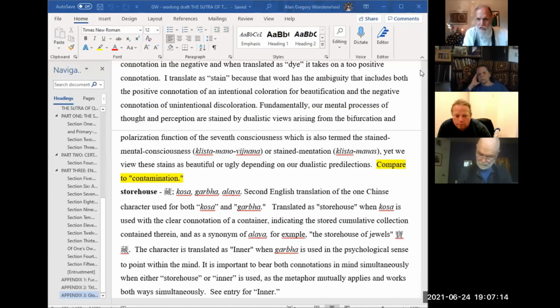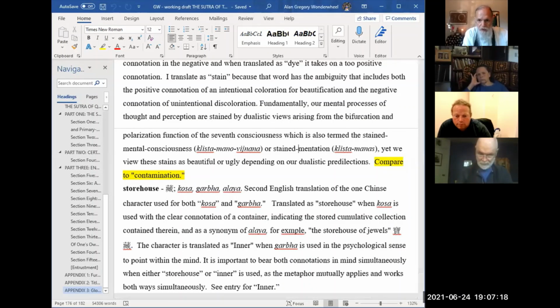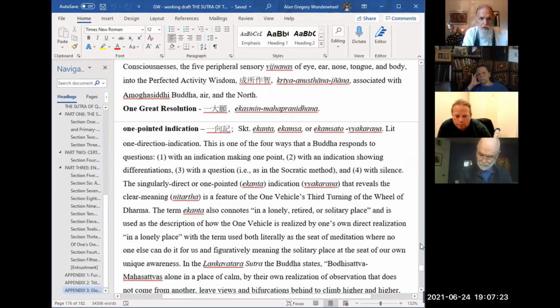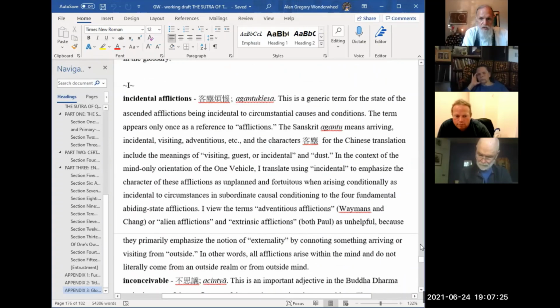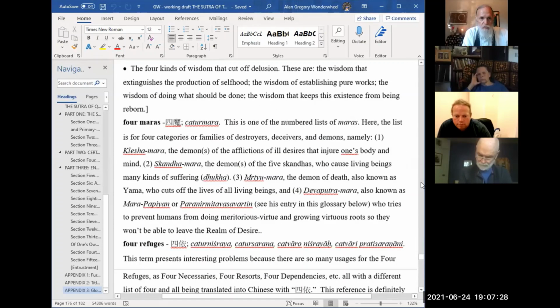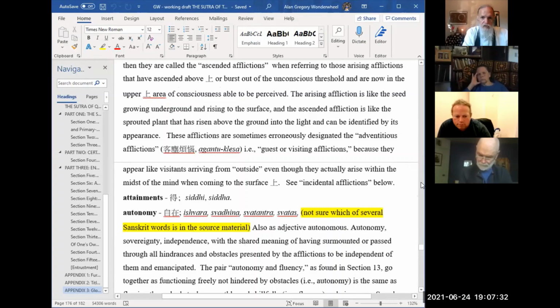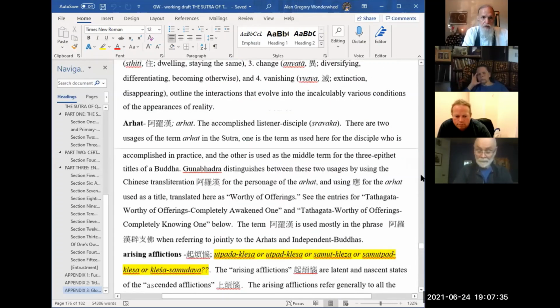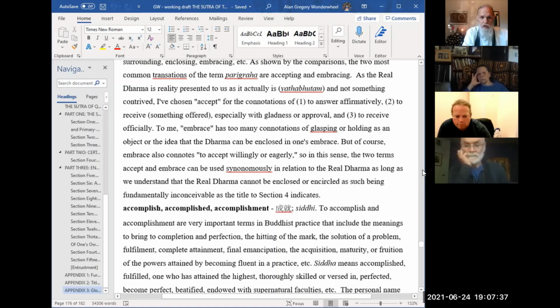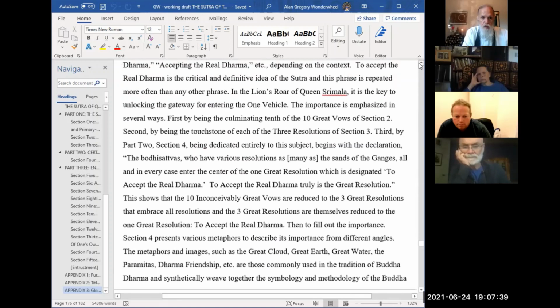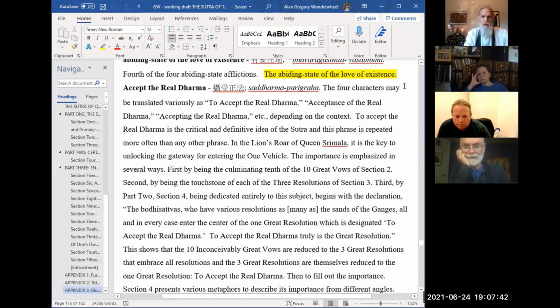This is my glossary. What we're looking at now is my glossary to my translation of the sutra, and I'm going to go up to where it talks about this phrase. This deserves some attention because this is the core phrase of this sutra. Real Dharma. To accept the real Dharma. Sad Dharma Parigraha.